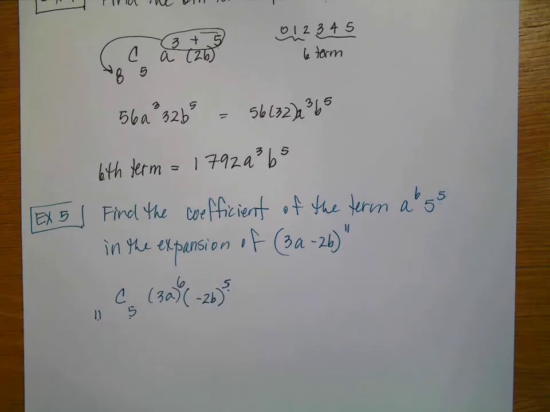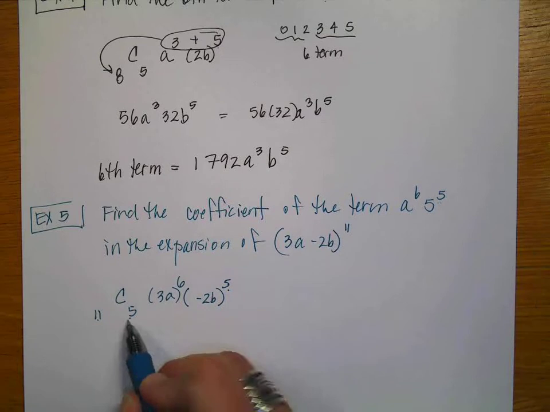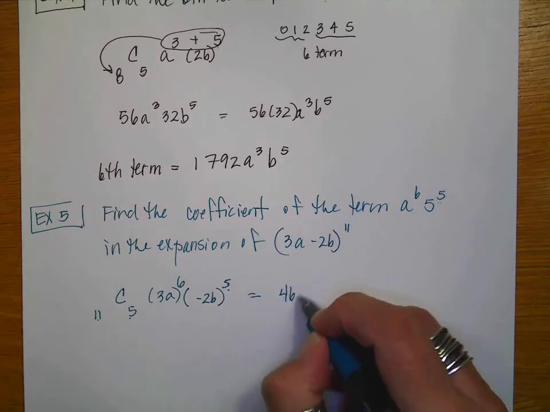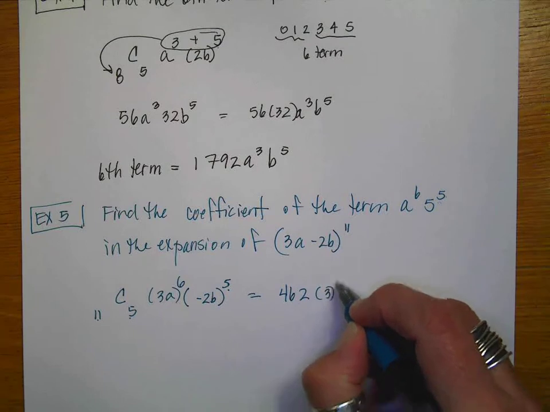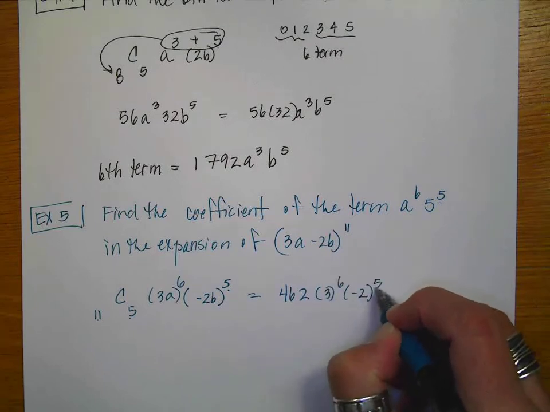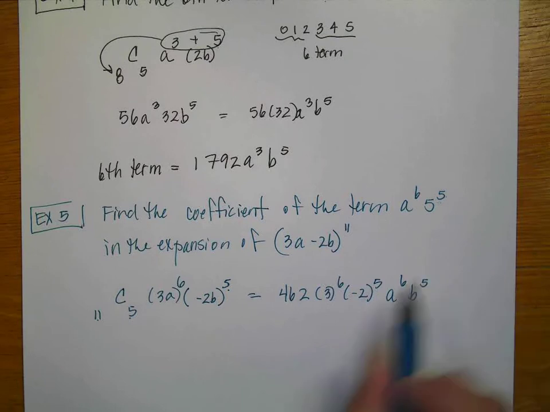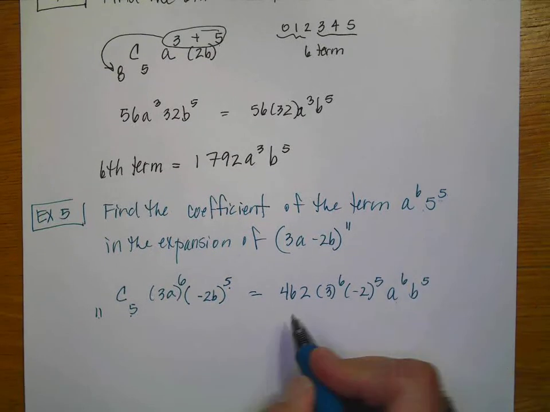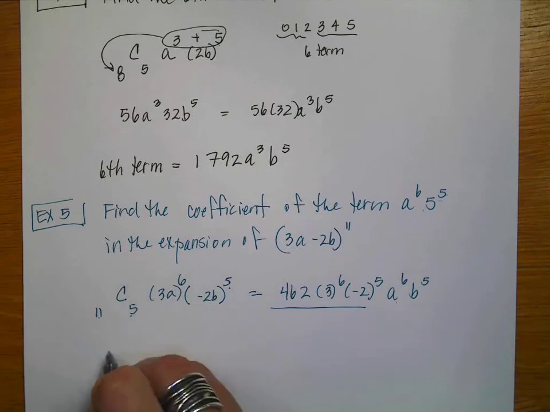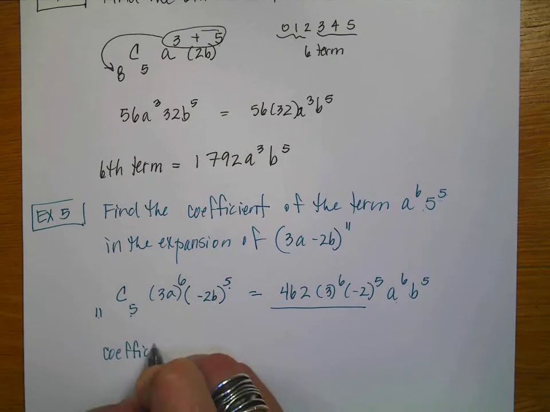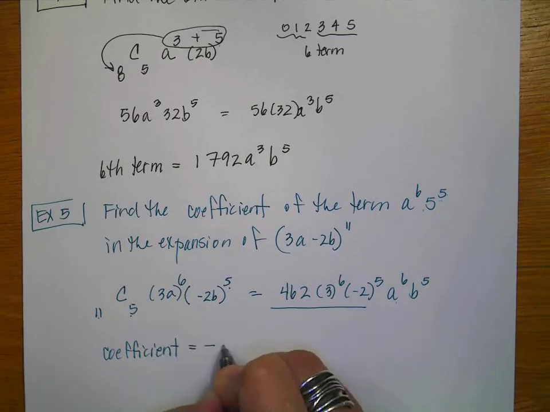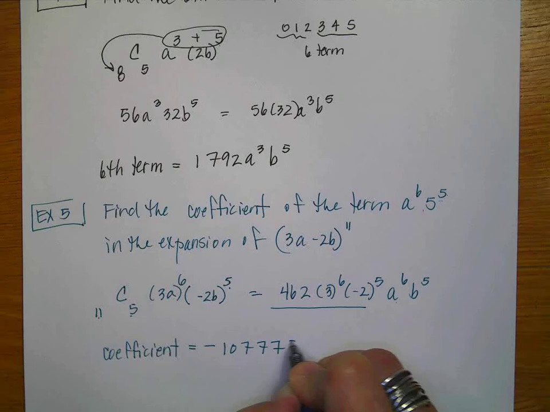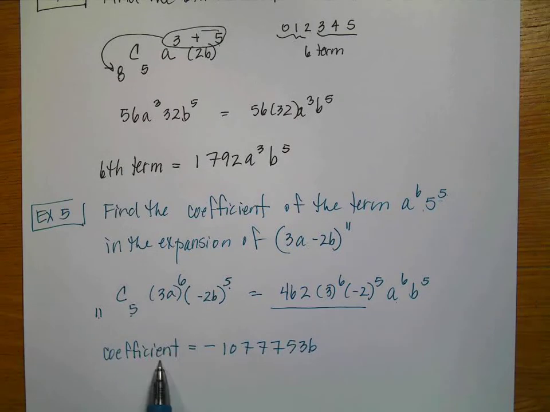Now I know that this is going to be a 5 because these guys match. 5 plus 6 is going to give me 11, and now I just do that math. So the combination of 11 choose 5 is going to be 462. Then I'm going to have 3^6, negative 2^5, a^6, b^5. So I got what I was looking for. Now I just have to find the number, and then the coefficient, when I do that math, is going to equal a negative 107775536. I've identified my answer, and then I've gotten my solution.